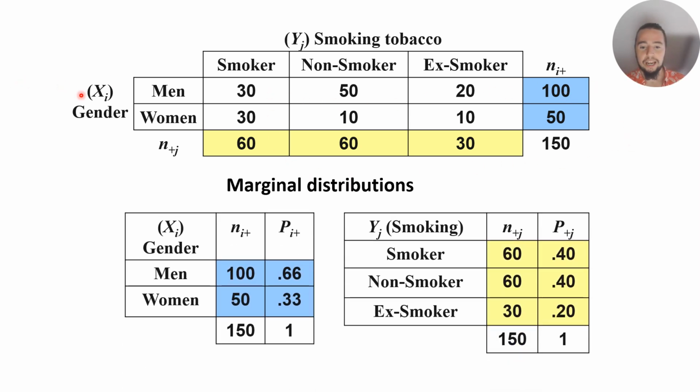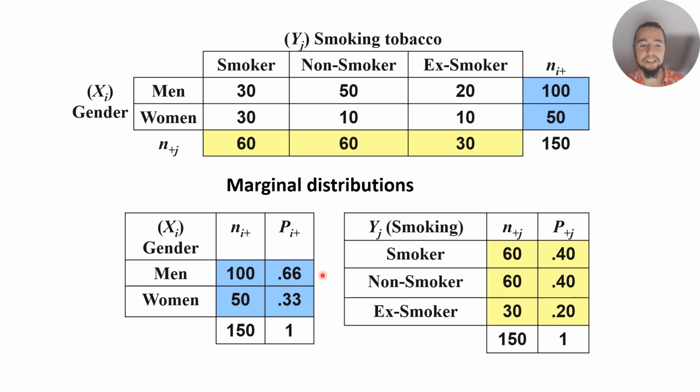And then we get marginal distributions. For example, men and women. We can see that we have more men than women, 100 men and 50 women. And also we have 60 smokers, 60 non-smokers, and 30 ex-smokers. If you turn them into proportions, for example, 0.66 and 0.33, 0.40, 0.40, and 0.20, we can interpret them as the probabilities of each of these events happening.